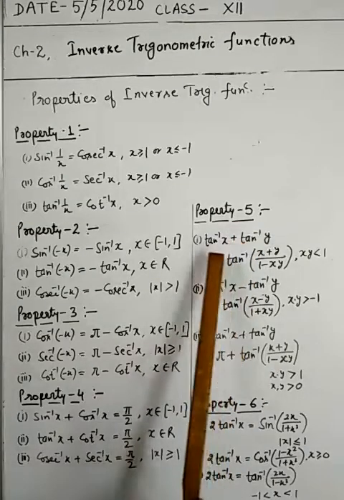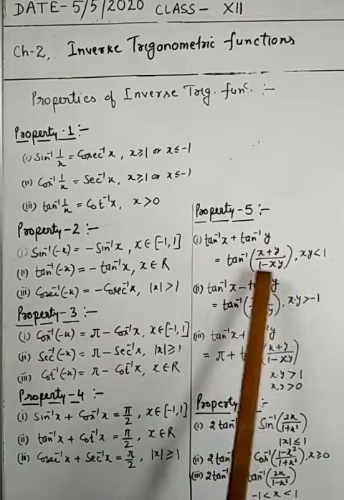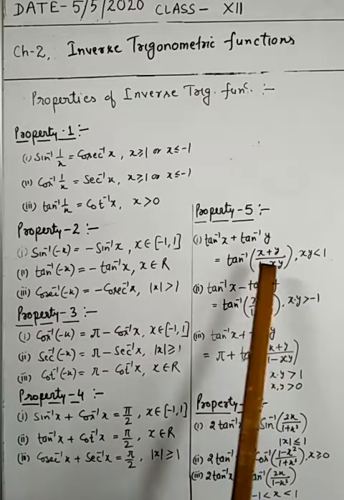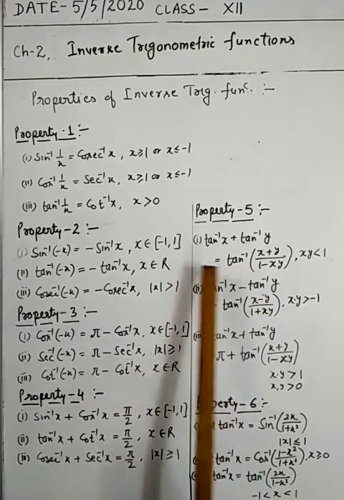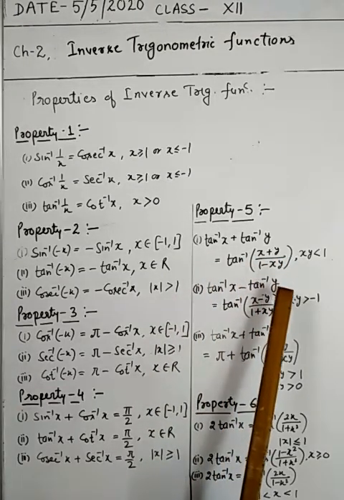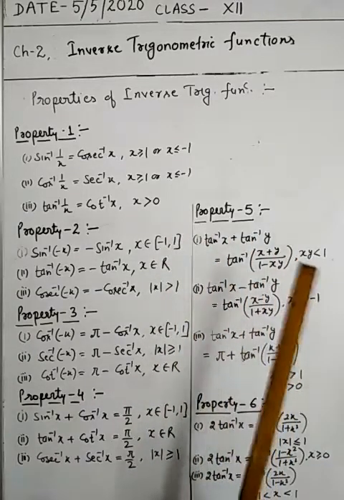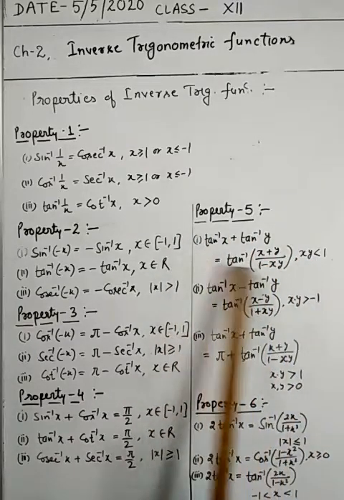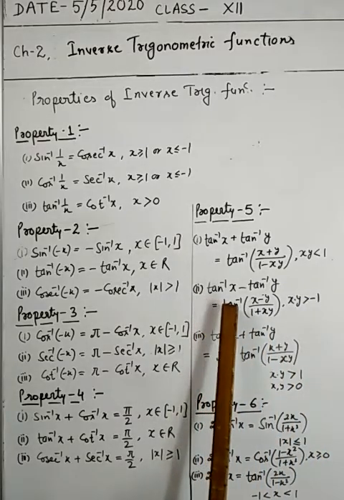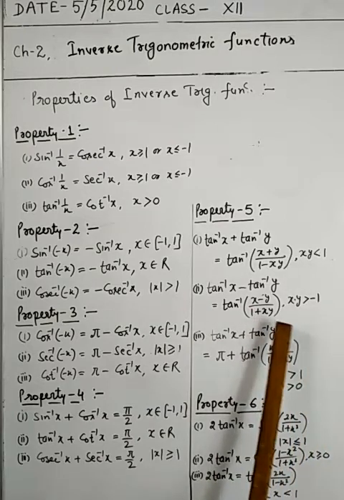Property 5 says tan inverse x plus tan inverse y equals tan inverse of (x plus y) upon (1 minus x into y). This is based on the formula tan(a plus b) equals (tan a plus tan b) upon (1 minus tan a into tan b). On the basis of that formula, this property will exist. Similarly, this property exists on tan(a minus b), which is equal to (tan a minus tan b) upon (1 plus tan a into tan b).